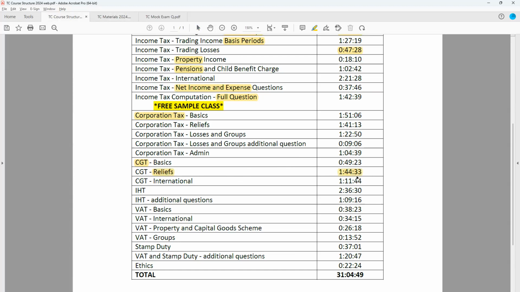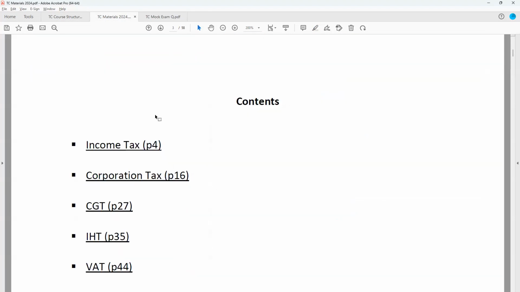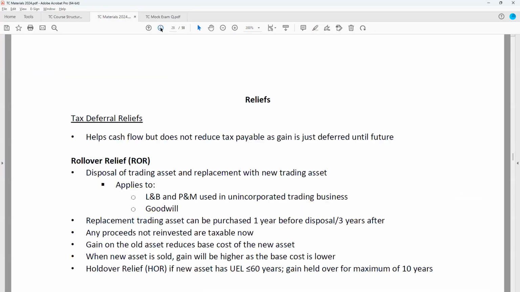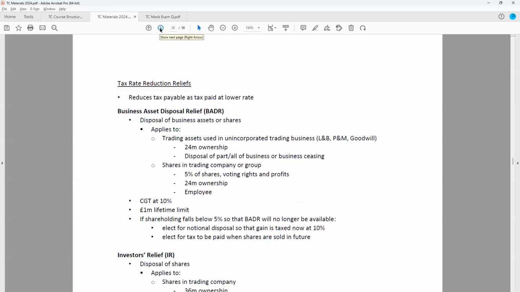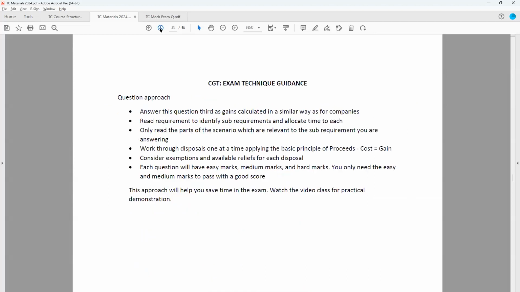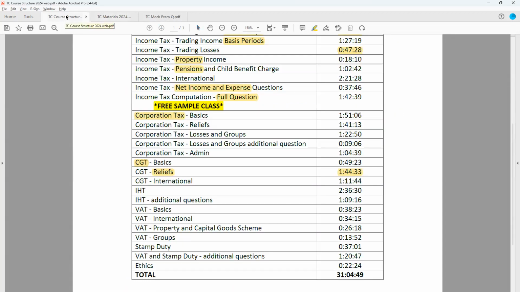So therefore you want to go back, watch the video again, make sure that you are comfortable with the content, you understand when all of the reliefs apply, what they apply to, and then of course go and practice some questions on the CGT reliefs. Maybe it was a rollover relief that you didn't do particularly well on, and you want to go and focus on some questions there.